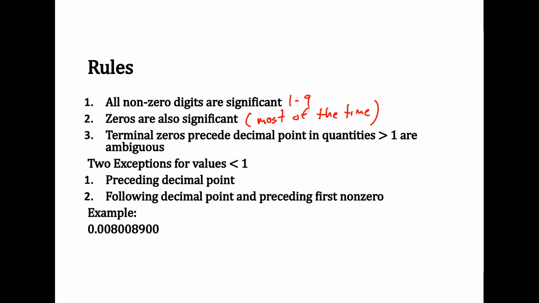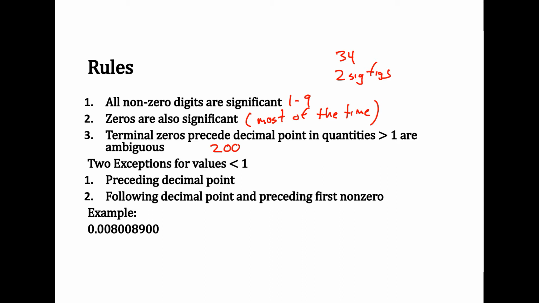Terminal zeros that precede the decimal point in quantities greater than 1 are ambiguous. What does that actually mean? Well, it means if you have something like the value 200, this is only going to have one significant figure. Okay, if you have a value such as 34, you have two non-zero digits, so this has two sig figs.